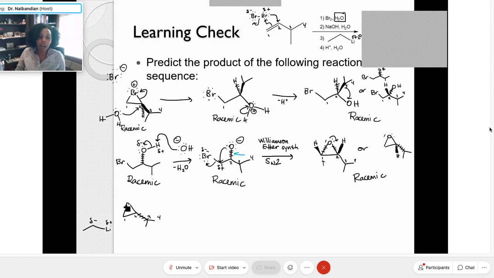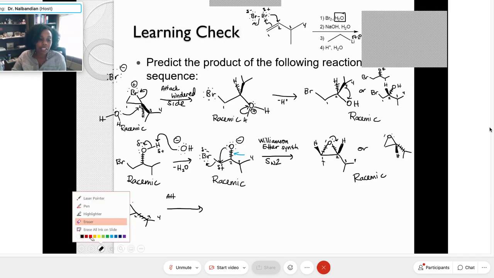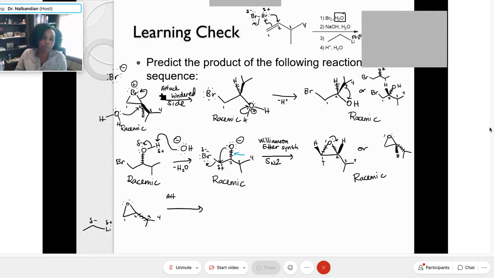Now, there's no positive charge on the oxycyclopropane, right? The oxycyclopropane is neutral. So when the 3-membered ring had a positive charge, we said we would attack the more hindered side. But now we're going to attack, oh, sorry, I meant more hindered before. We're attacking the less hindered now. We attacked the more hindered side before. Now we are going to attack the less hindered.